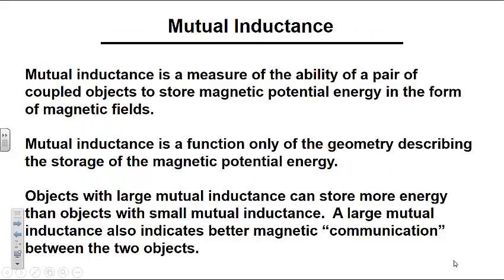Mutual inductance is a measure of the ability of a pair of coupled objects to store magnetic potential energy in the form of magnetic fields. Mutual inductance is a function of only the geometry describing the storage of the magnetic potential energy. Objects with large mutual inductance can store more energy than objects with small mutual inductance. A large mutual inductance also indicates better magnetic communication between the two objects.